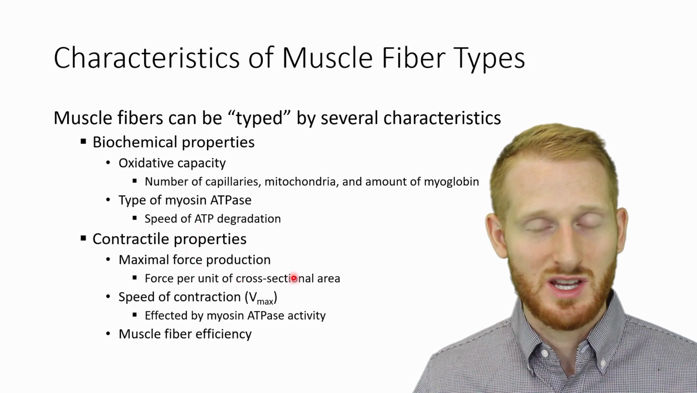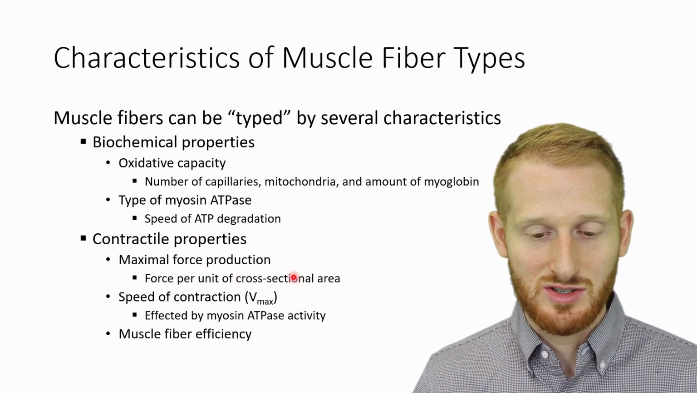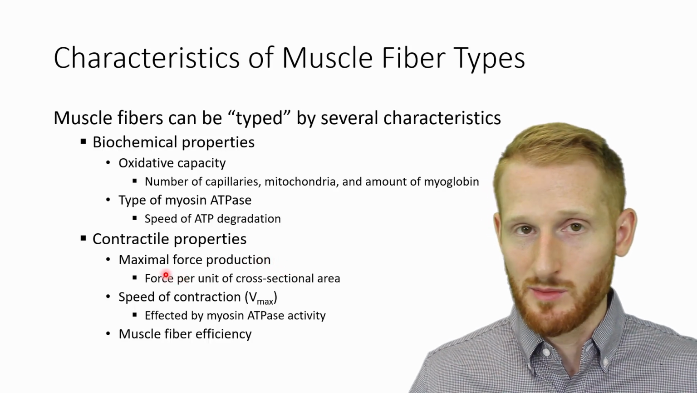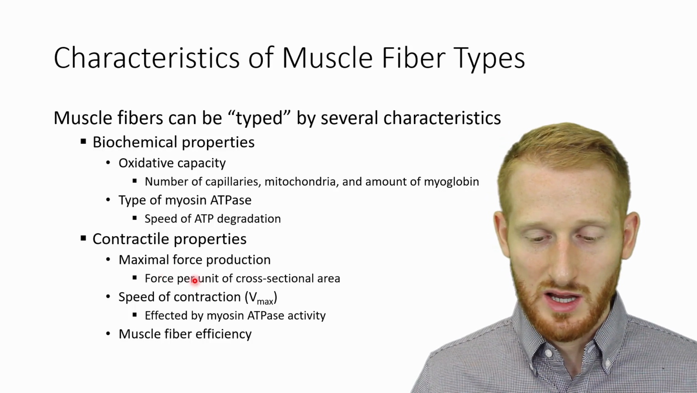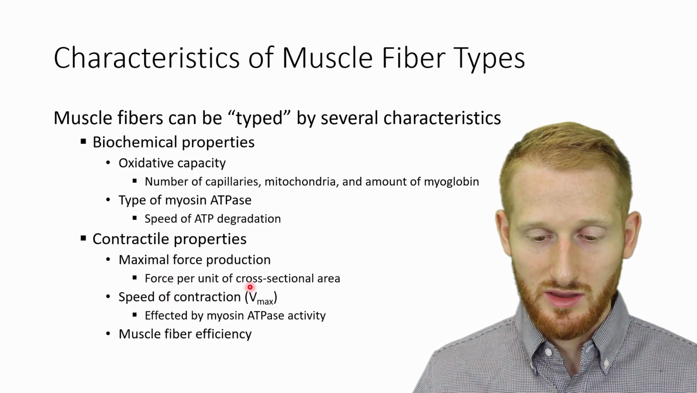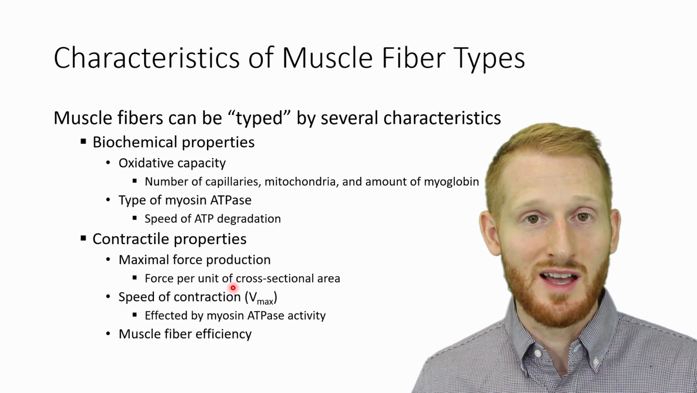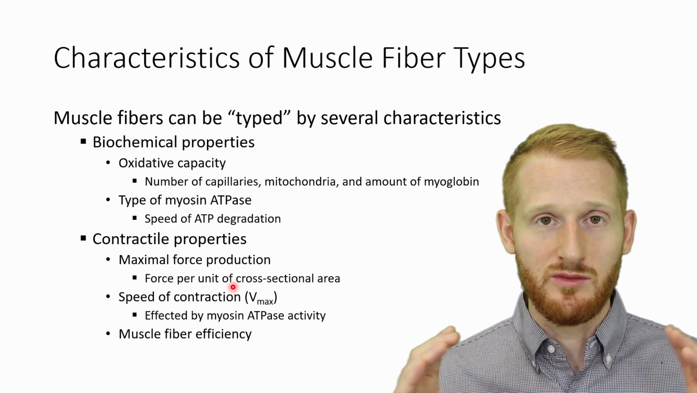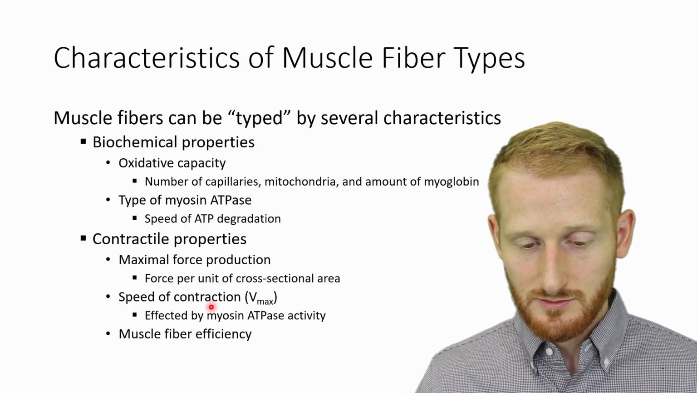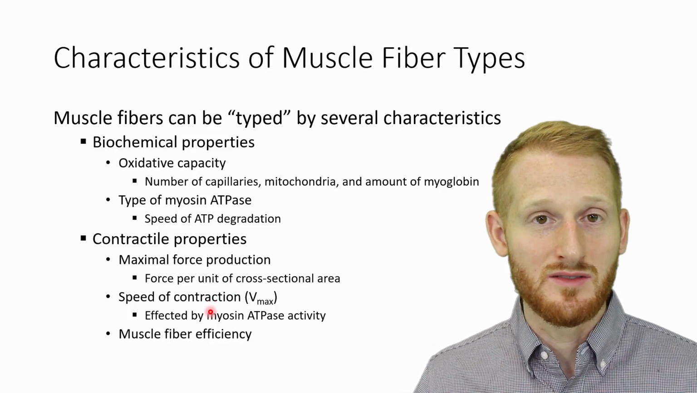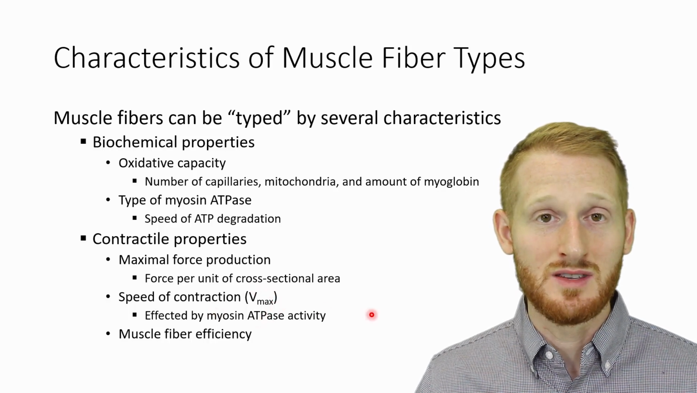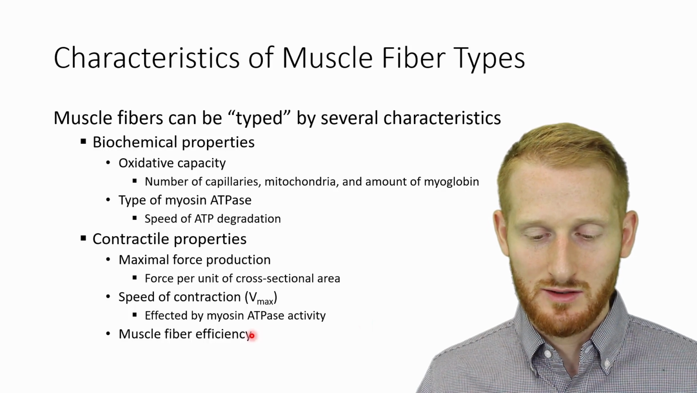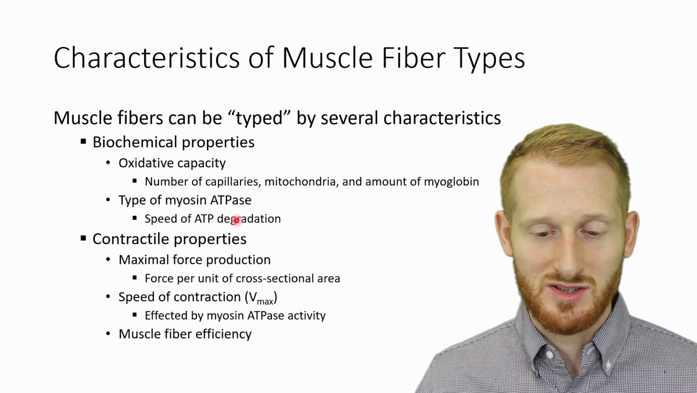All right, so we can also separate muscle fibers into their contractile properties. So do they produce a lot of force? That would be more like a fast twitch or type 2 muscle fiber. Also, you can look at the cross-sectional area, so you can normalize it to cross-sectional area, or just in general, the stronger fibers tend to have bigger cross-sectional areas. You can also look at the speed of contraction, something often called a Vmax. All right, so how quickly does the muscle contract? And again, this is going to be tied to that myosin ATPase that I mentioned up here.